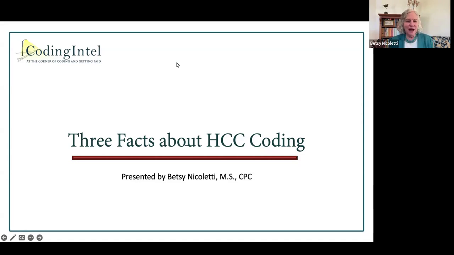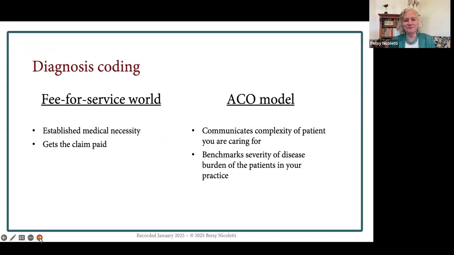We're going to talk about three high-level facts about HCC coding. This isn't going to be in the weeds. I think it's going to be helpful, though, for clinicians, administrators, and new staff people who really just need a high-level view, particularly as we're thinking about the change from version 24 to 28.